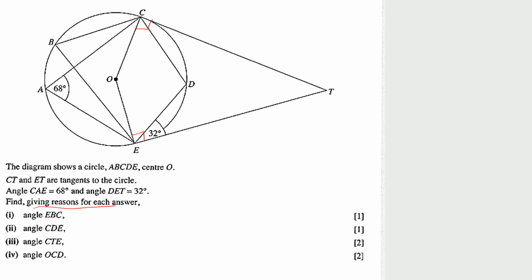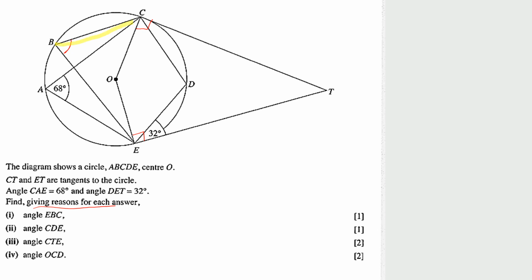Angle EBC. So we need to find this angle here. How do we find the angle? This is the angle. We need to look out for the arc. Remember the arc that subtends this angle.